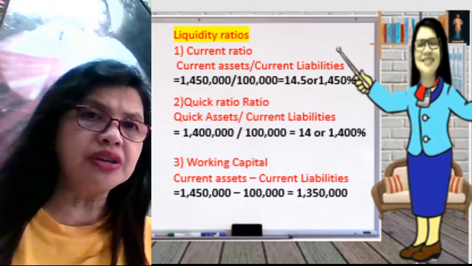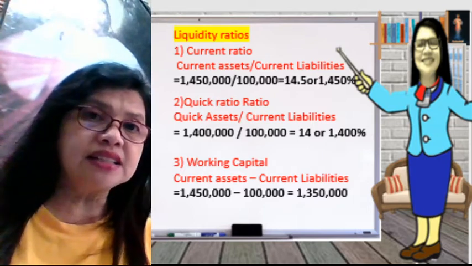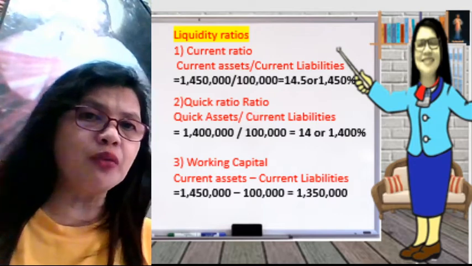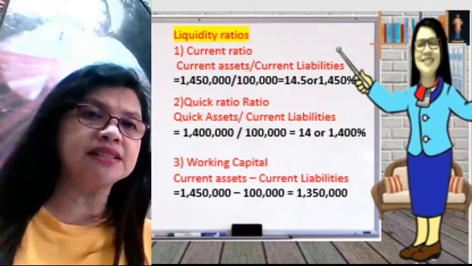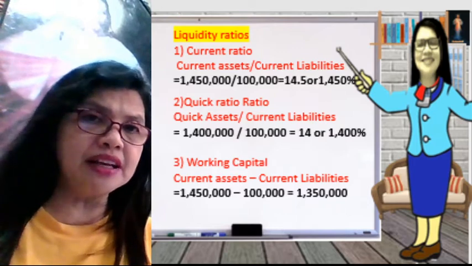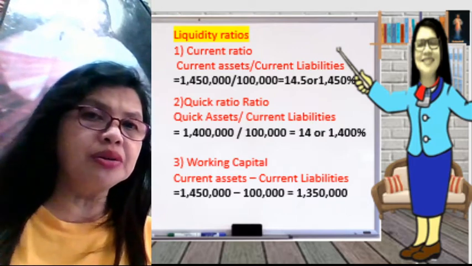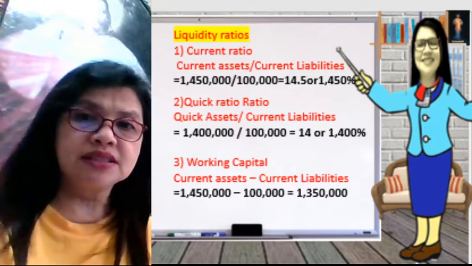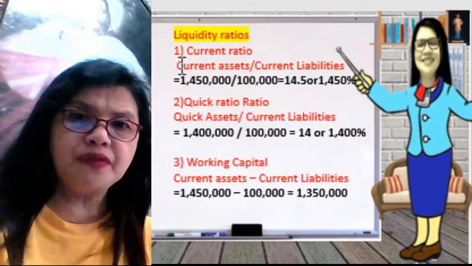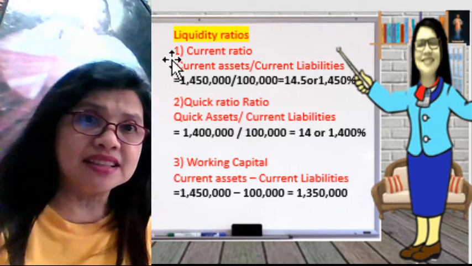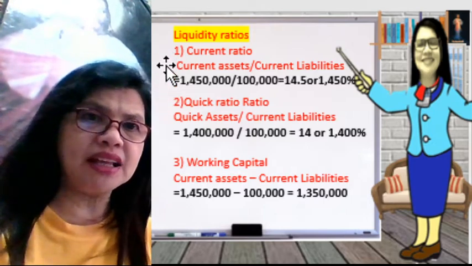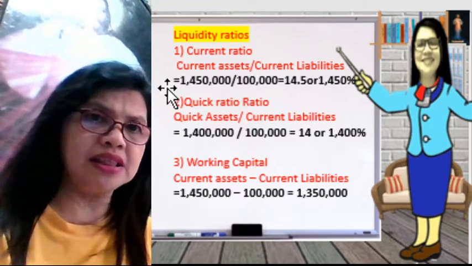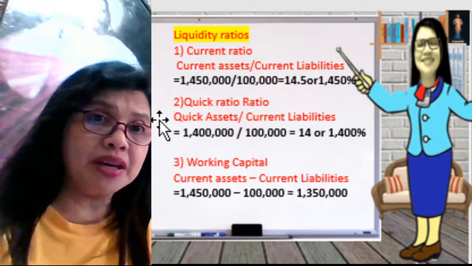The current ratio is current assets over the current liabilities. And here in this case, we have 1,450,000 current assets divided by your current liabilities of 100,000. So it is 14.5 or 1,450%. So ABC company has the capacity to pay its current liabilities. More so with its quick ratio.